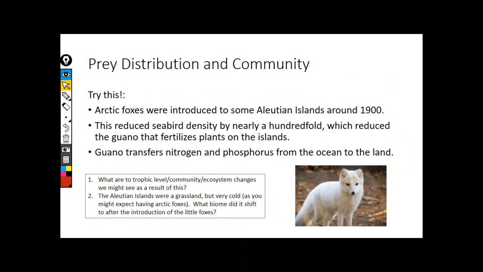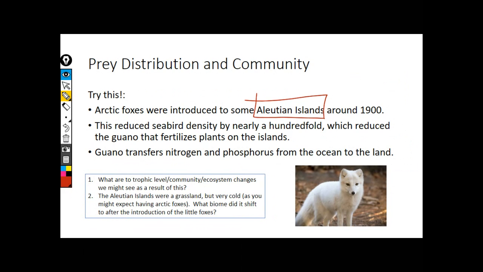Okay, so let's look at an example of predators and introduction and that whole business. We are going to introduce a predator. So we have an island. It's nice to work with islands. And we're going to introduce the sweet little baby, the Arctic fox. So here's what ended up happening. We introduced the Arctic fox to help control seabird density, which was driving people insane.